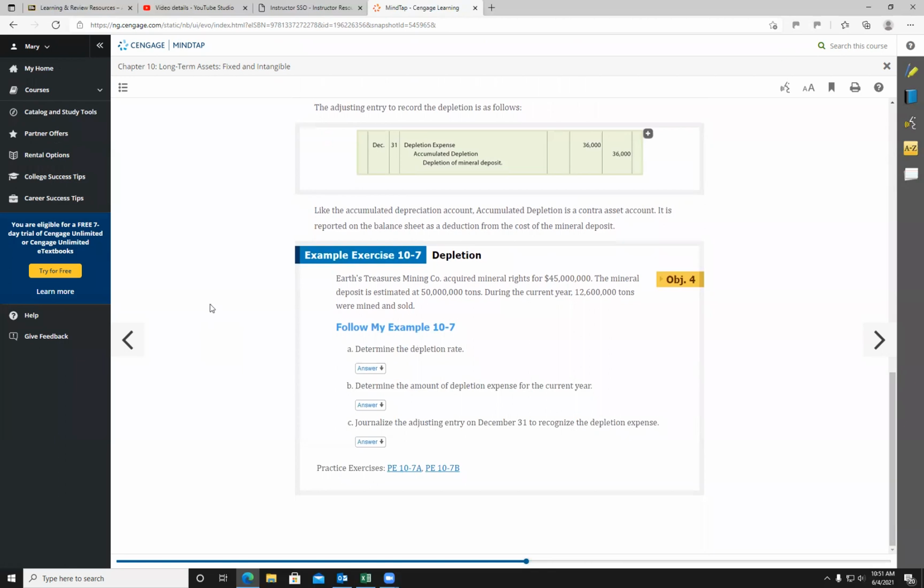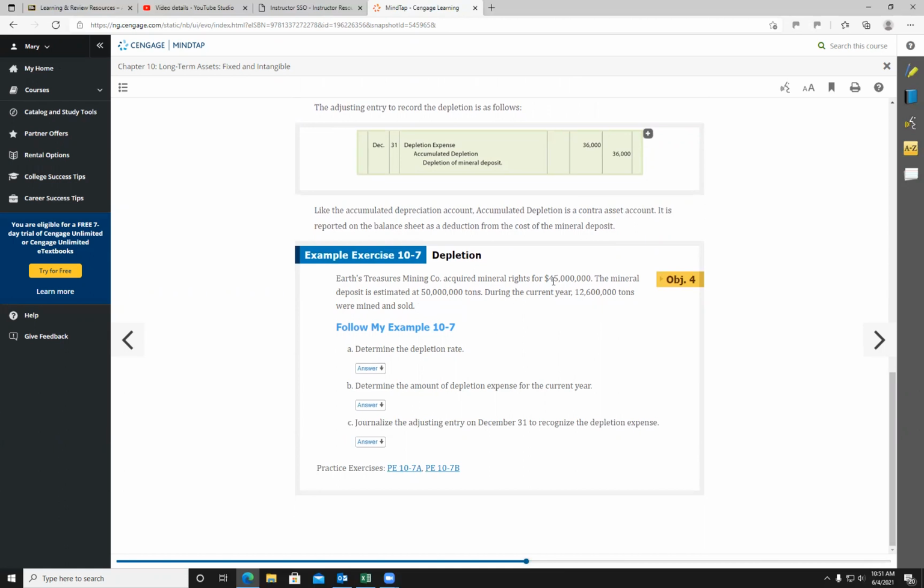Let's do an example. Earth's Treasure Mining Company acquired mineral rights for $45 million. The mineral deposits there are estimated to be about 50 million tons. During the year, 12,600,000 tons were mined and sold. So first we have to calculate the depletion rate.